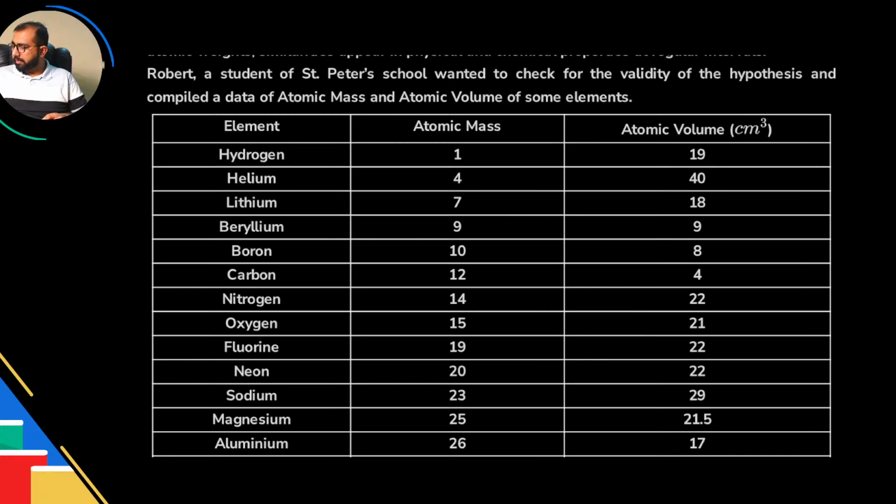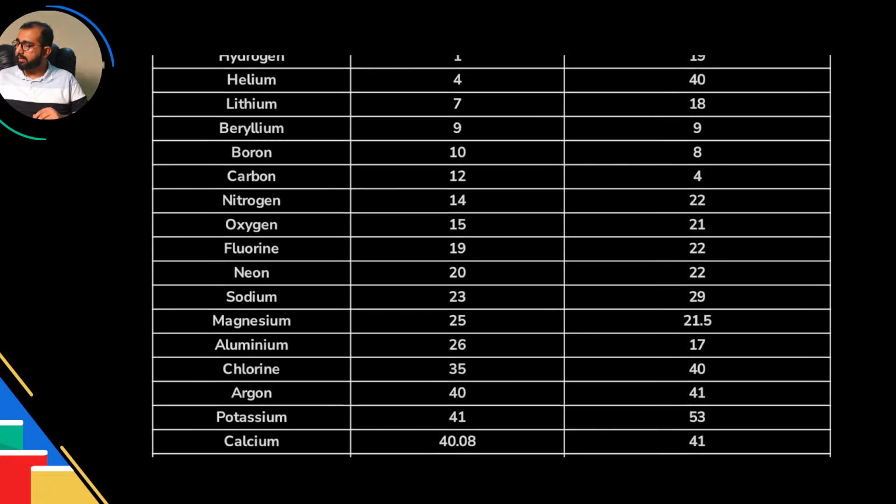Lothar Meyer, a German chemist, proposed that in arranging elements in the increasing order of their atomic weights, similarities appear in physical and chemical properties at regular intervals. No wonder this is called a periodic table. Robert, a student of St. Peter's School, wanted to check the validity of the hypothesis and compiled the data of atomic mass and atomic volume. So the hypothesis is that if we arrange them in increasing order of atomic weight, we will see trends and similarities in chemical and physical properties after regular intervals.